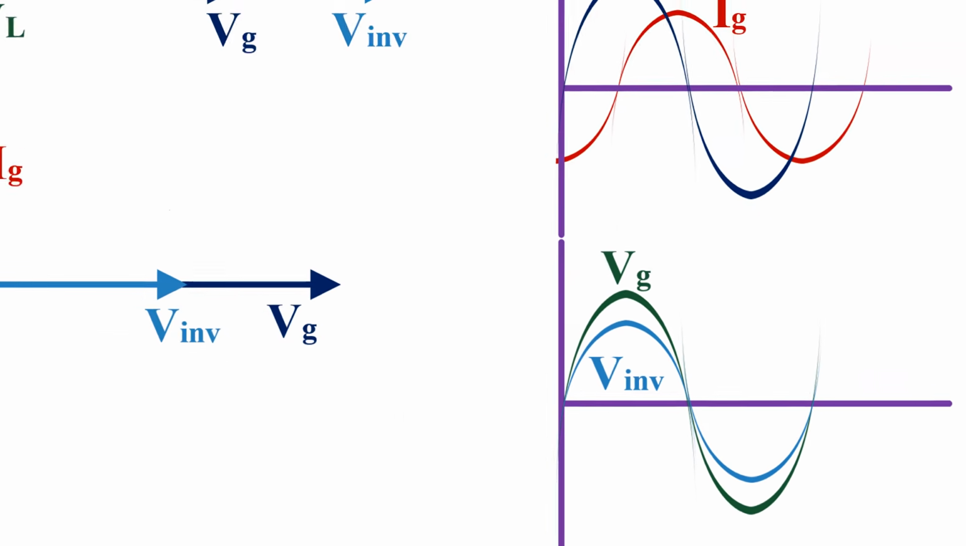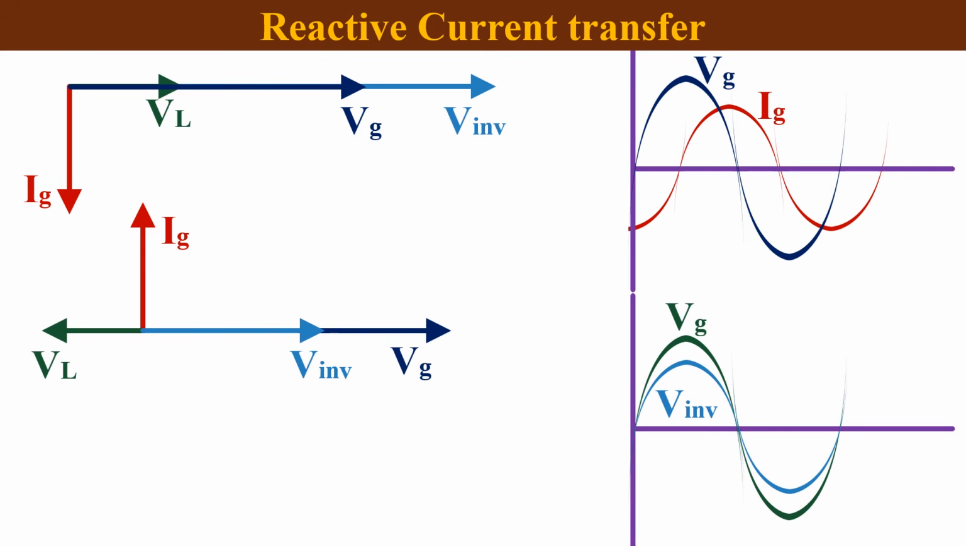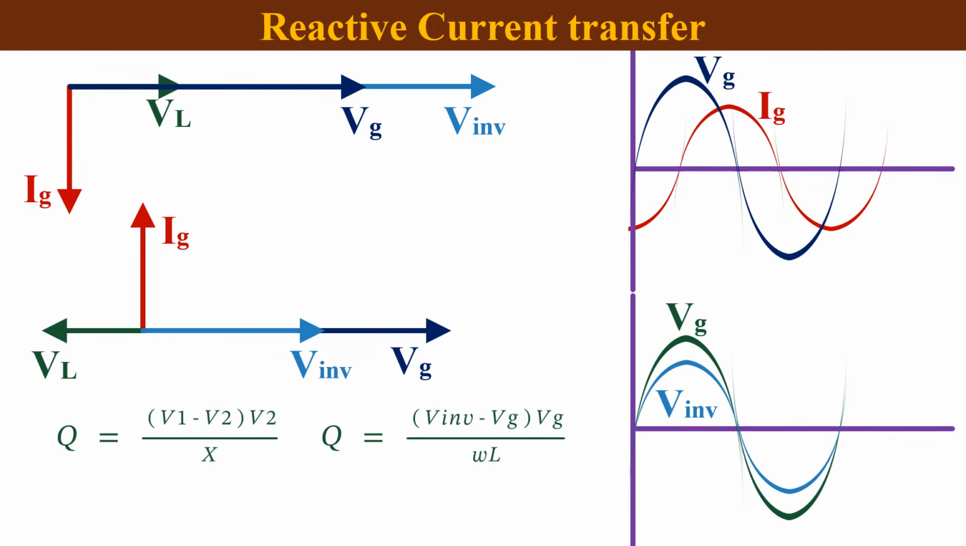Similar to active power, we know the equation for reactive power as Q is equal to V1 minus V2 into V2 divided by X. So here we can write it as inverter voltage minus grid voltage into grid voltage, all divided by omega L. So the reactive power is proportional to the difference of magnitude of grid voltage and inverter voltage.